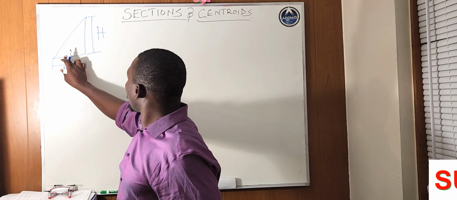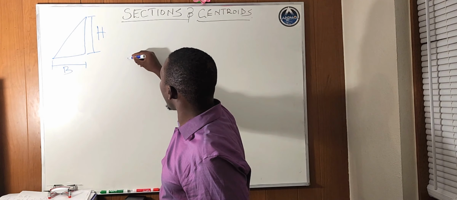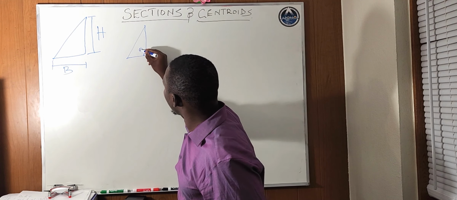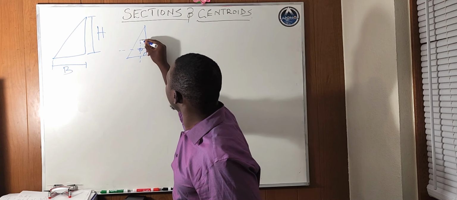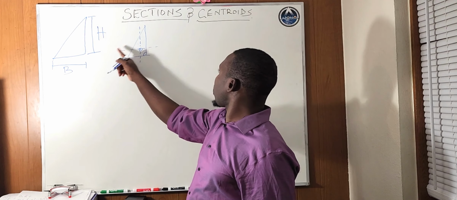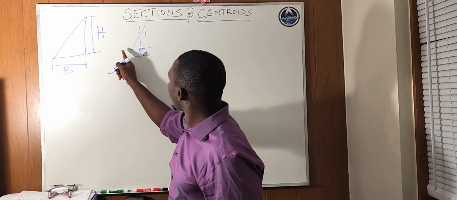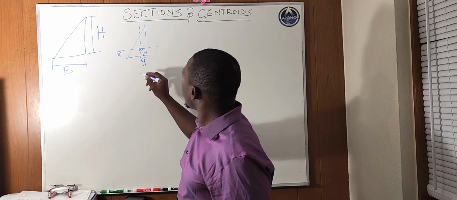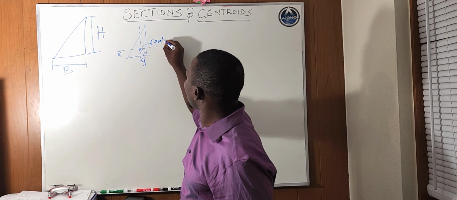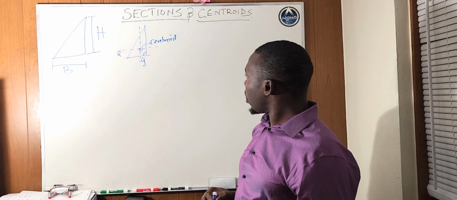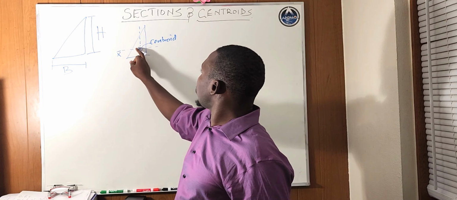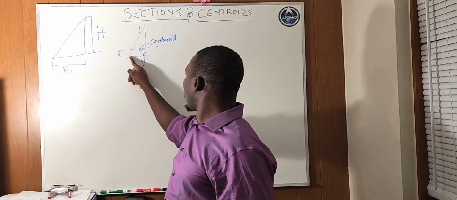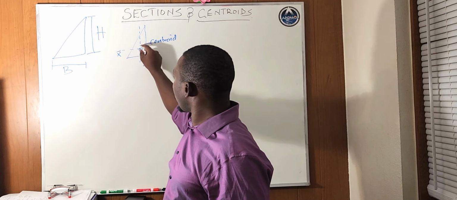Now, if we want to get the center of this triangle, the center is going to be somewhere here, whereby it will have the x axis and the y axis. Let's say this is the x bar, and this is the y bar. Where they meet here is the centroid of this triangle. So in design, we have to know the distance from the origin, from zero, to this point, so that we can determine the centroid of this section.